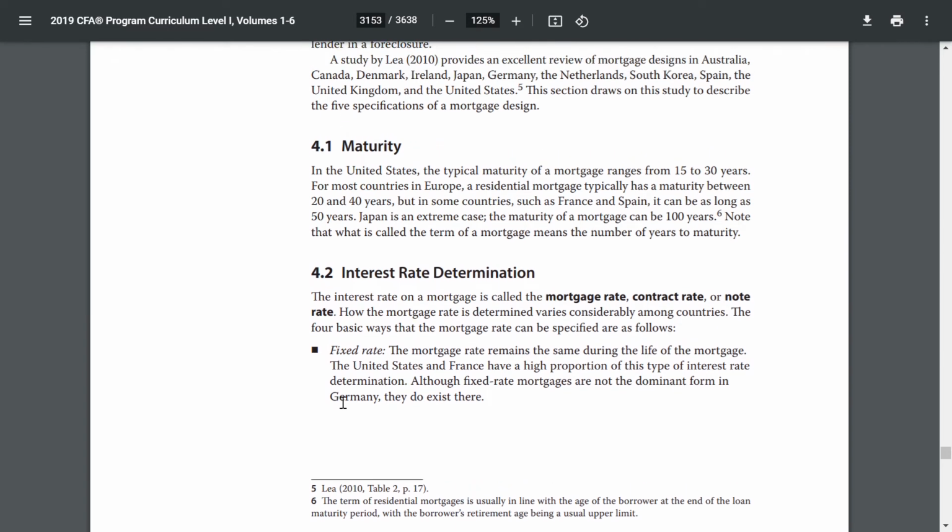In the U.S., the typical maturity for a mortgage ranges from 15 to 30 years. For most countries in Europe, the residential mortgage typically has a maturity between 20 and 40 years. In some countries, such as France and Spain, it could be as long as 50. Japan is an extreme case. The maturity of mortgages can be 100 years. Note that what is called the term of a mortgage is the number of years to maturity.